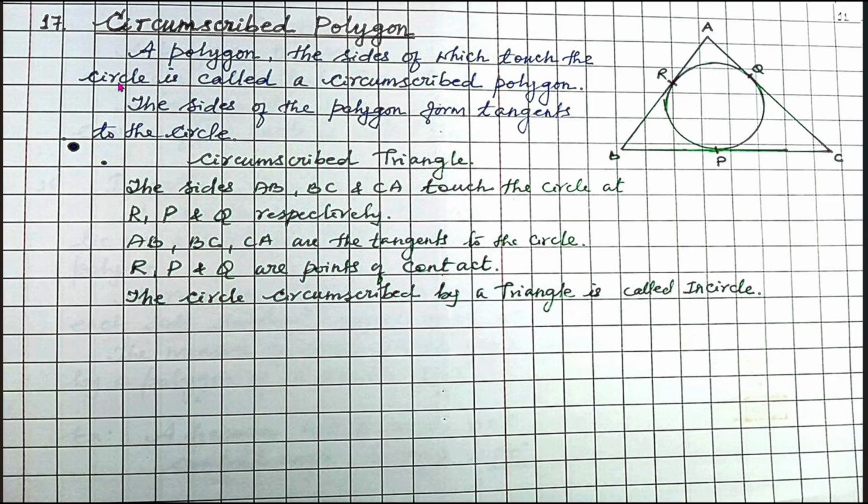Now circumscribed polygon. A polygon the sides of which touch the circle is called a circumscribed polygon. The sides of the polygon form tangents to the circle. Now if you look here, the polygon is a triangle. The sides of the triangle touch the circle at P, Q and R. They form the tangents to the circle, and that is called a circumscribed triangle. The sides AB, BC and CA touch the circle at R, P and Q respectively. AB, BC, CA are the tangents to the circle. R, P and Q are points of contact. The circle inscribed in a triangle is called the incircle. So ABC is a circumscribed polygon, and it is circumscribing a circle, and the circle is called the incircle.